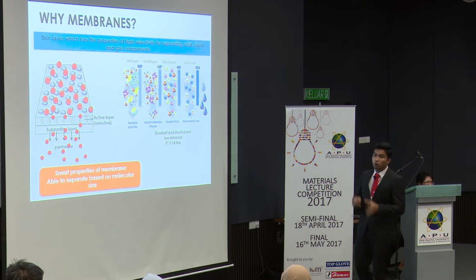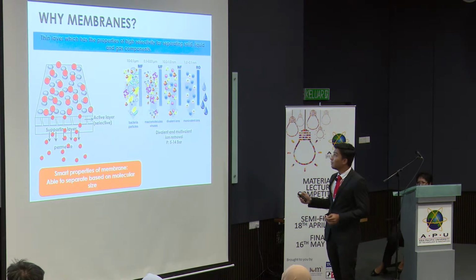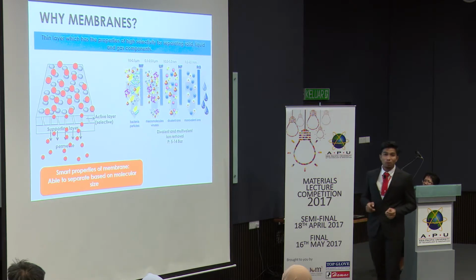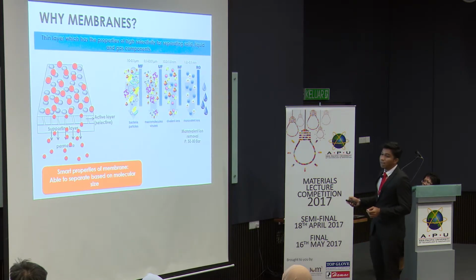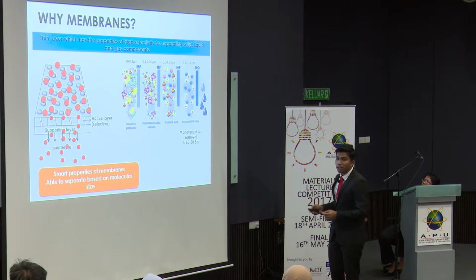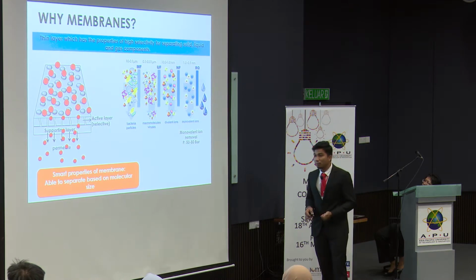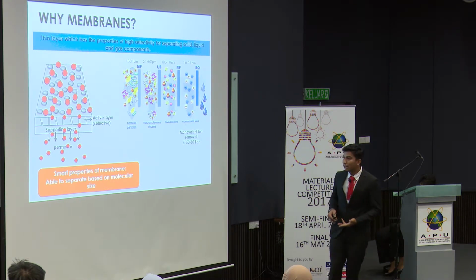And lastly, the most popular membrane, that is the reverse osmosis membrane. The reverse osmosis membrane has a pore size from 1 to 0.1 nanometer, and this membrane is able to remove all the monovalent ions, or in other words, all the nutrients contained inside the water, such as potassium, sodium, and calcium.